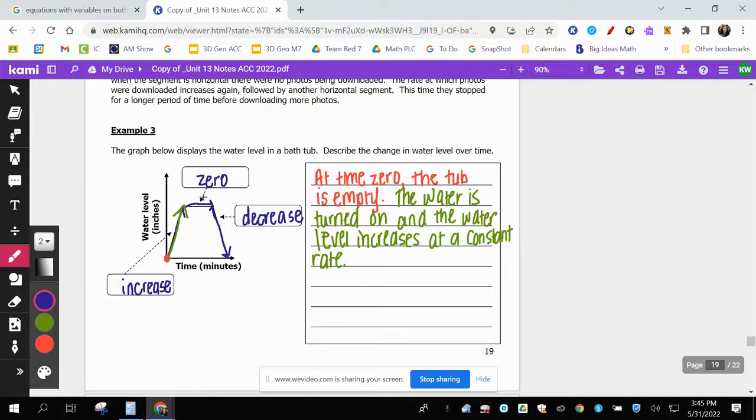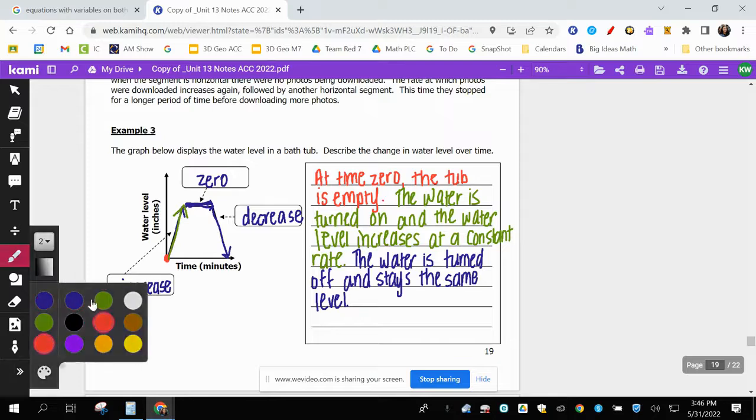All right. Then I noticed this horizontal line right here. During this time, the water level stays the same. So they must have turned the water off and the water level stays the same. So the water is turned off, and stays the same level. It's probably when they're actually having a bath in the tub.